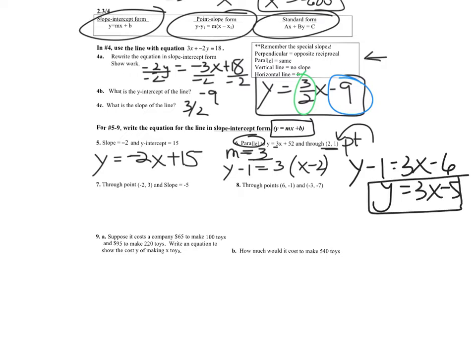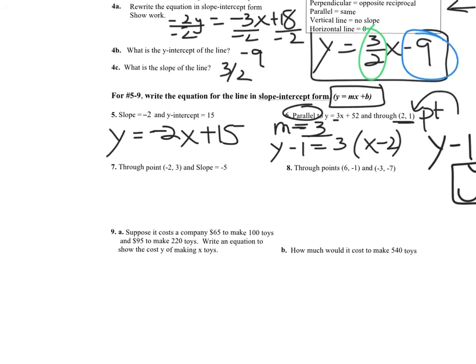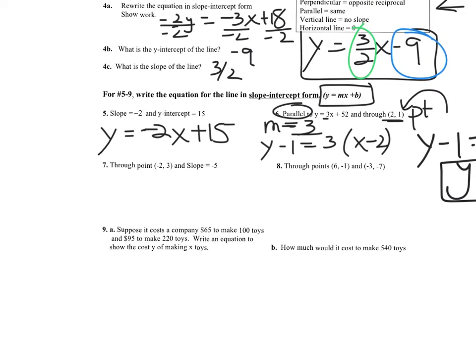So even though it's asking for slope-intercept form, sometimes you don't start with that because that's not the information that was given to you. So let's look at 7. 7's the same type of problem. You're given a point and you're given a slope. So you can pause the video and try it on your paper, or I'm just going to go ahead and do it right now.